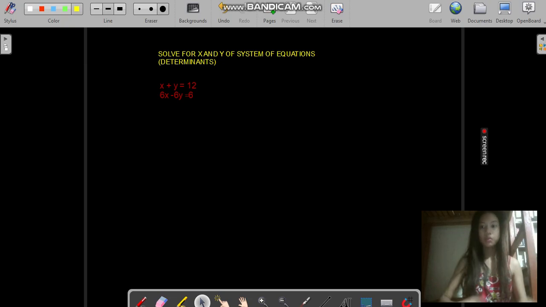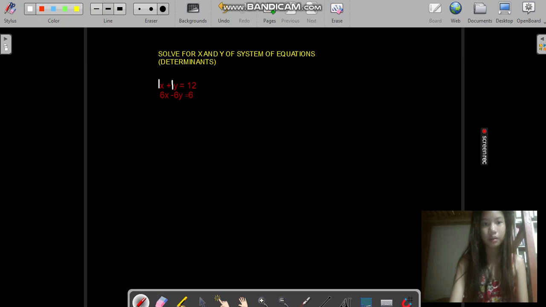Hey guys, so today we're gonna solve for x and y of a system of equations using determinants. So we have the equations x plus y equals 12 and 6x minus 6y equals 6. So we need to write the coefficients, and just remember there's an invisible one on it. Here we're gonna need to write each coefficient, the number before the variable.